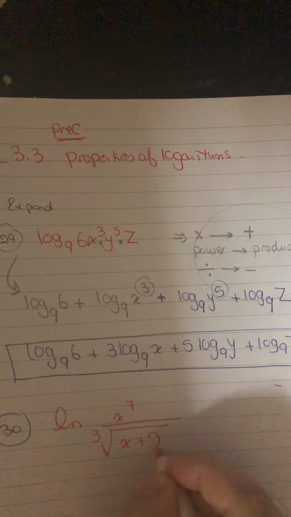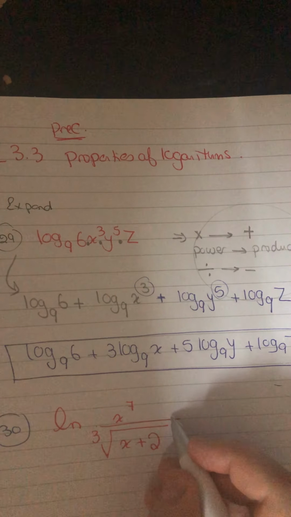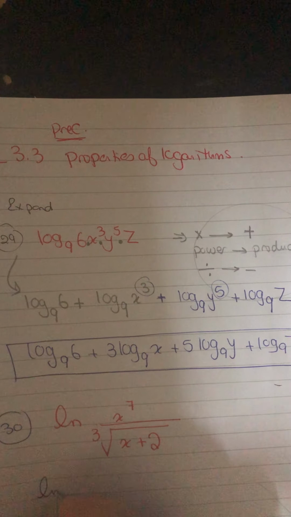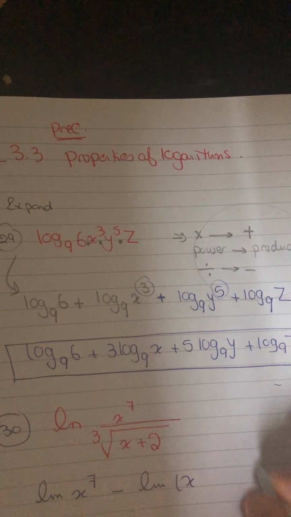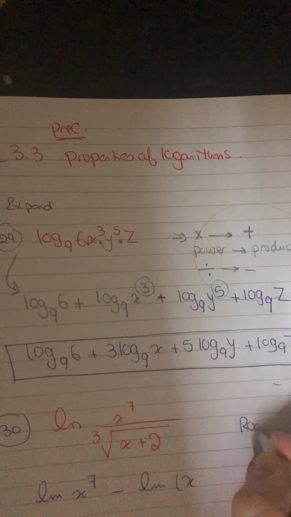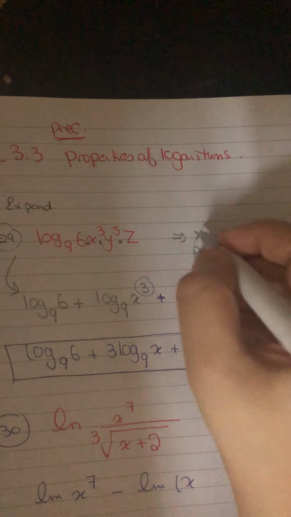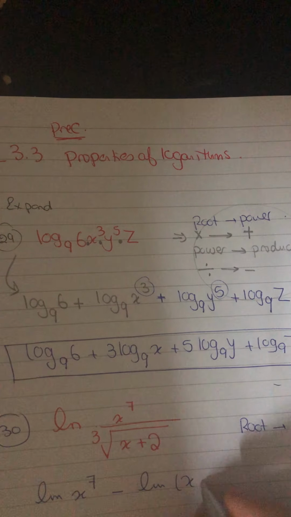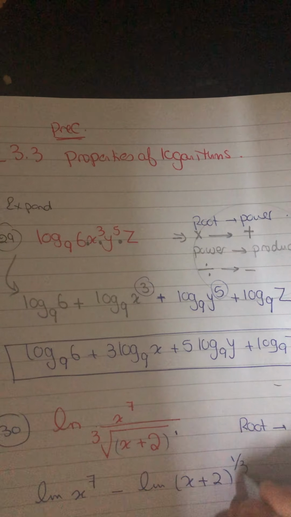X plus 2. Okay, so division, I would change it into a subtraction. I can say that it's ln x to the power of 7 minus ln x plus 2. Okay, over here, if I have a root, I would change it into a power. So x plus 2 to the power of, this is supposedly 1, so 1 over 3.